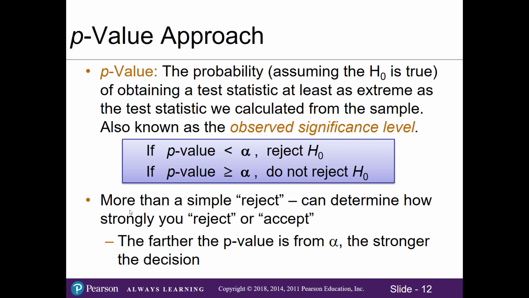Recall I described the critical value approach as like taking a class as pass or fail. The p-value approach tells you how strongly you will reject or accept a decision. It's like taking a class for a grade, where an A is a strong class grade and an F is a poor class grade. Thus, the farther away our p-value is from the alpha value, the stronger the decision.